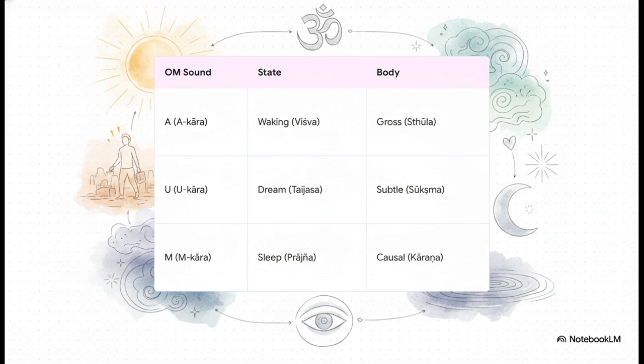And notice how perfectly these three syllables match up with our daily states of being. The open A sound corresponds to the waking state, or Vishwa, which aligns with your physical, gross body. Then, as the sound moves forward in your mouth, the U sound aligns with the dream state, Taijasa, and your subtle body. That's all your flowing thoughts and emotions. And finally, the M sound, where your lips actually close, maps to deep sleep, or prajna. That aligns with the causal body, which is just pure unmanifest potential. Think about it. Every single day, you cycle through these exact three states.